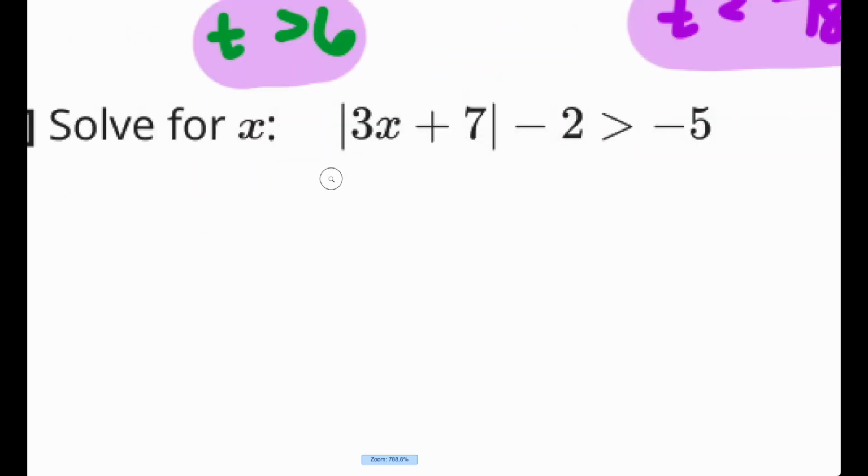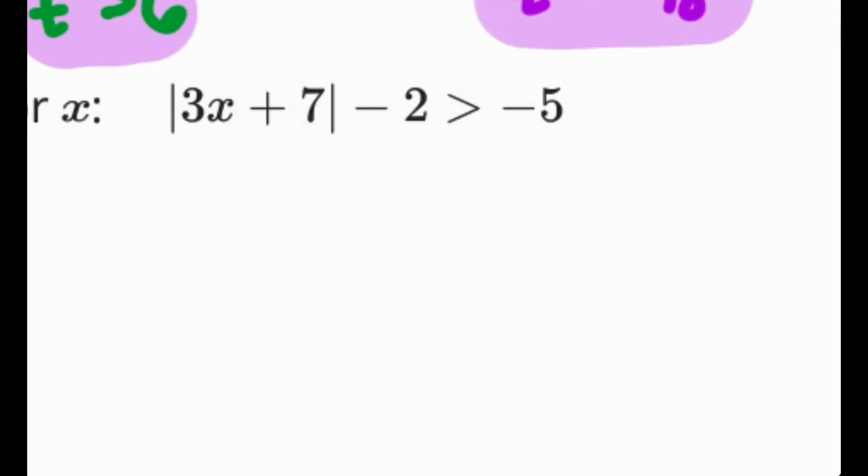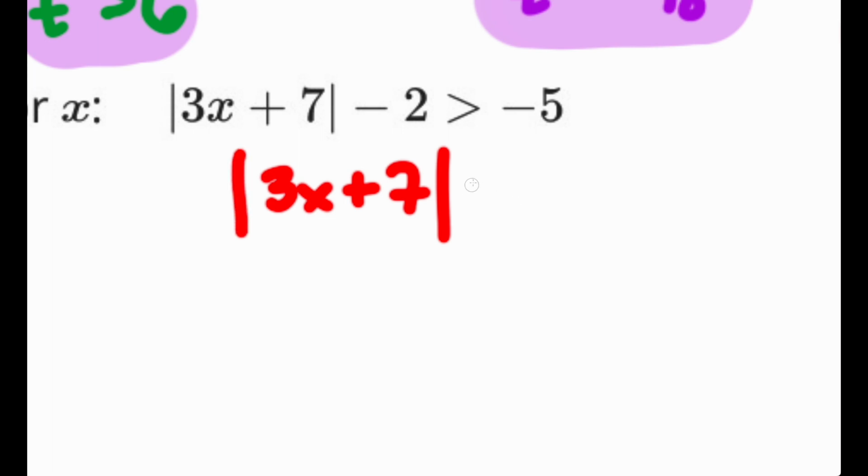All right, last one. First thing we're going to do is isolate that absolute value, just like before. So I'm going to add 2 to both sides. So now we have the absolute value of 3x plus 7 is greater than -3. Now, again, this is where I want you to pause. There's an absolute value on one side, isolated, and a negative number on the other side. So a light bulb should be going off in your head. This is a special case. Let's do a little bit of thinking here.